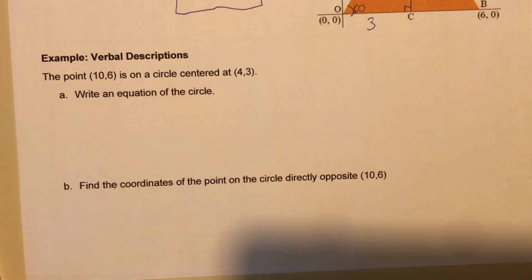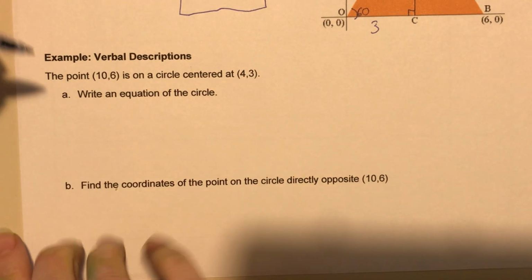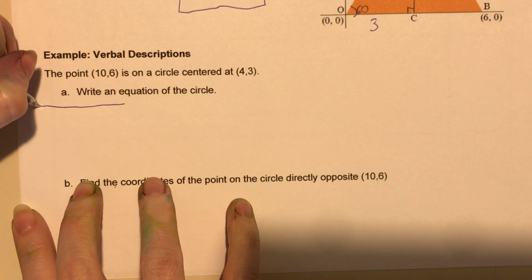Finally, we can just be asked a whole bunch of stuff in a verbal form, that means without a picture, for some of the things that we normally use pictures with. So we have a verbal description. The point 10, 6 is on a circle centered at 4, 3. Write an equation of the circle. You remember that in order to write the equation, we need to know the radius of the circle. So the first thing we're going to do here is find the radius with the distance formula.